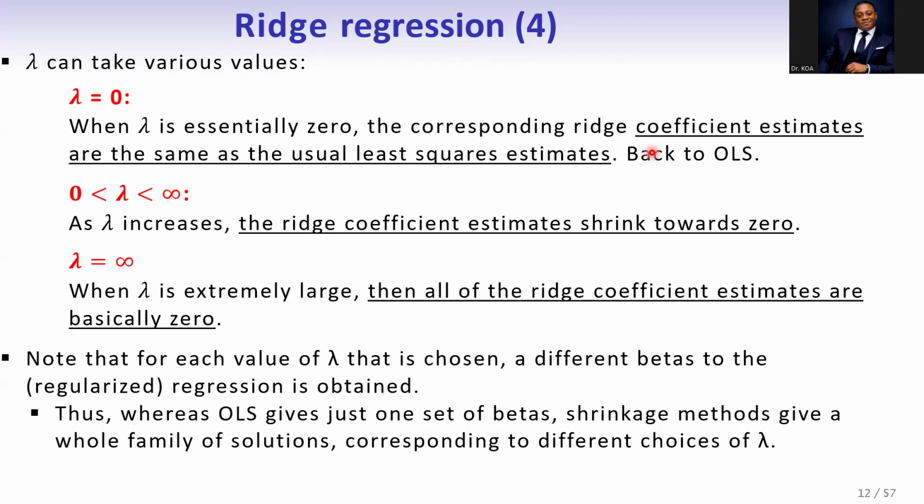So the kind of lambda you choose is important. That's the whole point. A different kind of lambda will lead to a different kind of beta. Therefore, whereas OLS will just tell you one set of betas, shrinkage methods will give you a whole family of solutions, different beta values, because of the different lambda values you have.